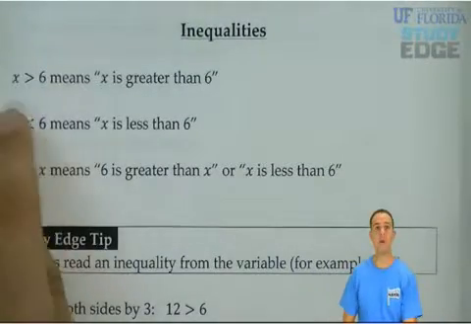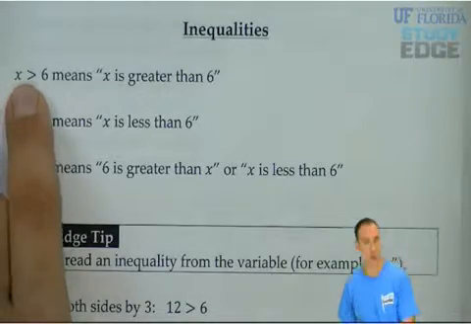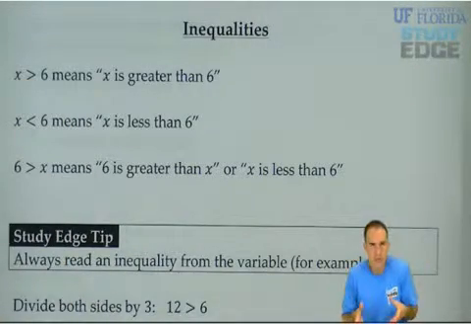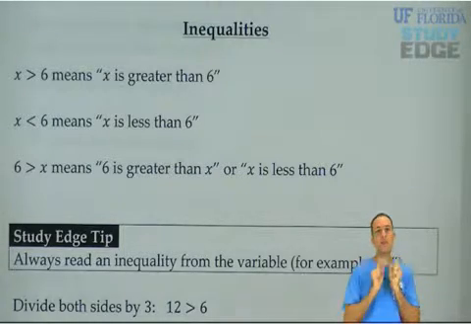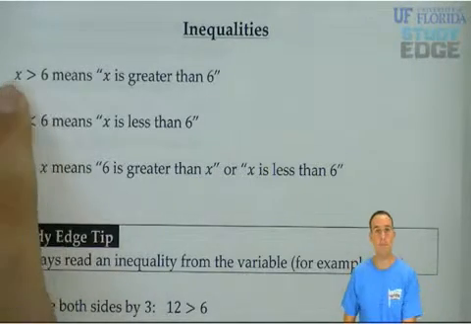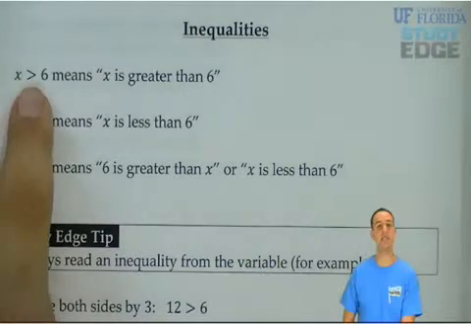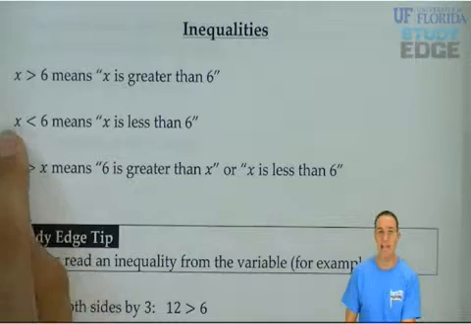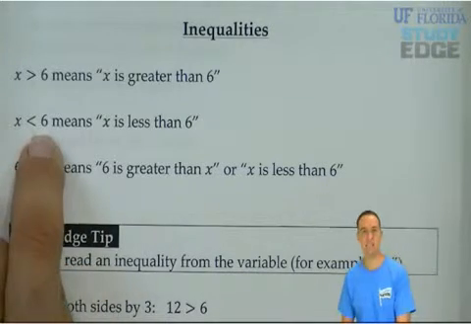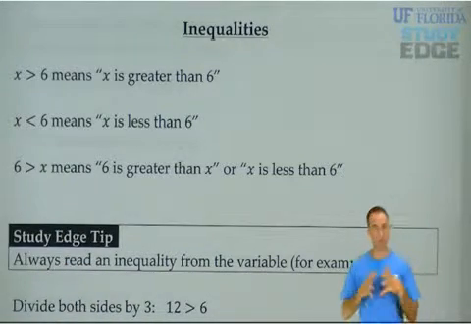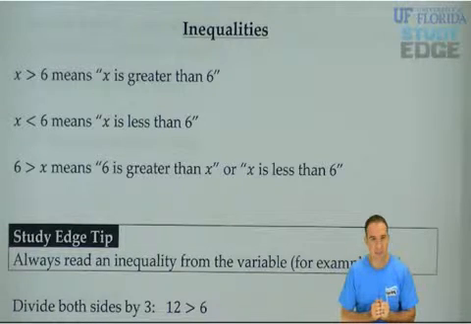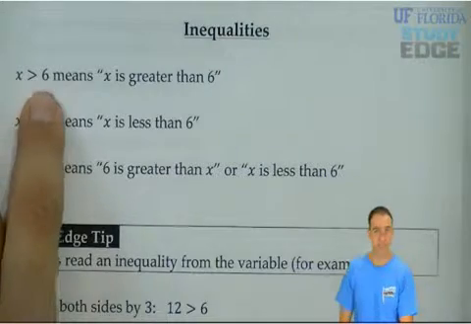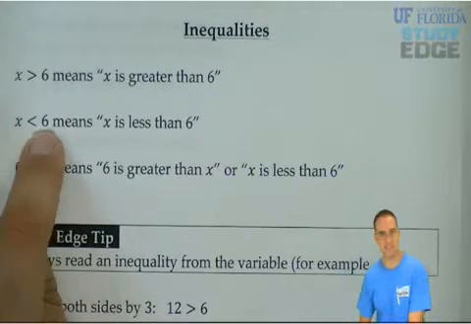In this first inequality, it reads x is greater than 6. Think of the inequality as a mouth, and whatever it opens up to, it's going to be greater. So here it's opening up to the x, so x is greater than 6. This next inequality reads x is less than 6. So again, you have greater than if it opens up to the x, otherwise it would be less than. X is greater than 6, x is less than 6.